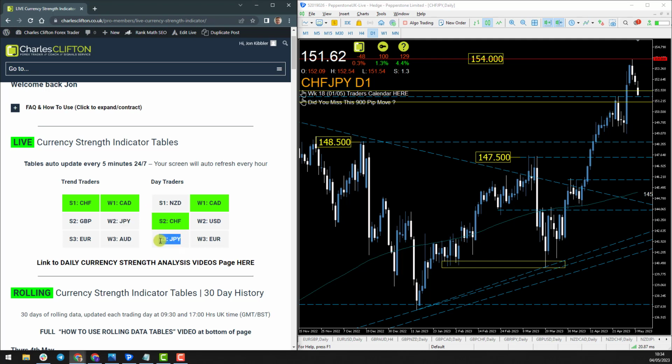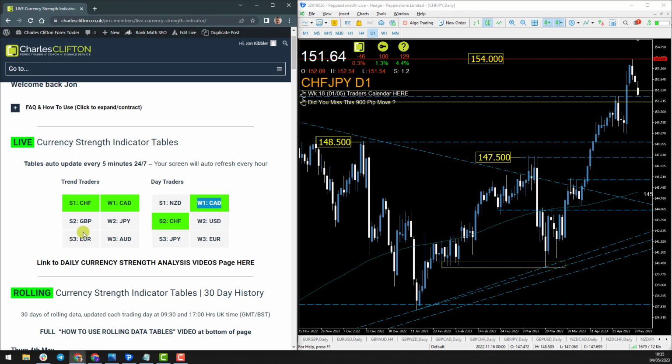However, you can see it features here as S3 on the day traders chart. That's not what I want to see. I want to see it move from S3 onto here to being into W3 or even W2, even W1 here, to give me a confirmed signal that I can start looking to go long from 151.50 back to the 154. If that doesn't happen, and instead we see the yen continue to get stronger on the day traders, it falls away on the trend traders, comes to the other side of the table, guess what? I'm not looking at that move anymore.